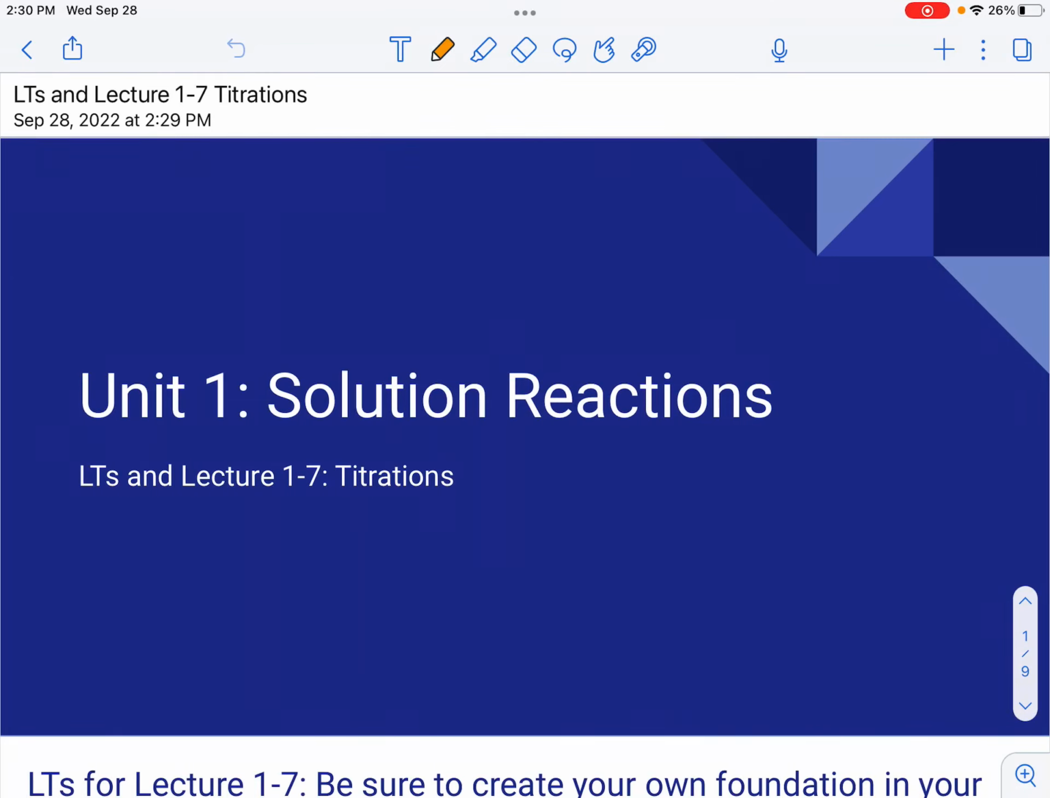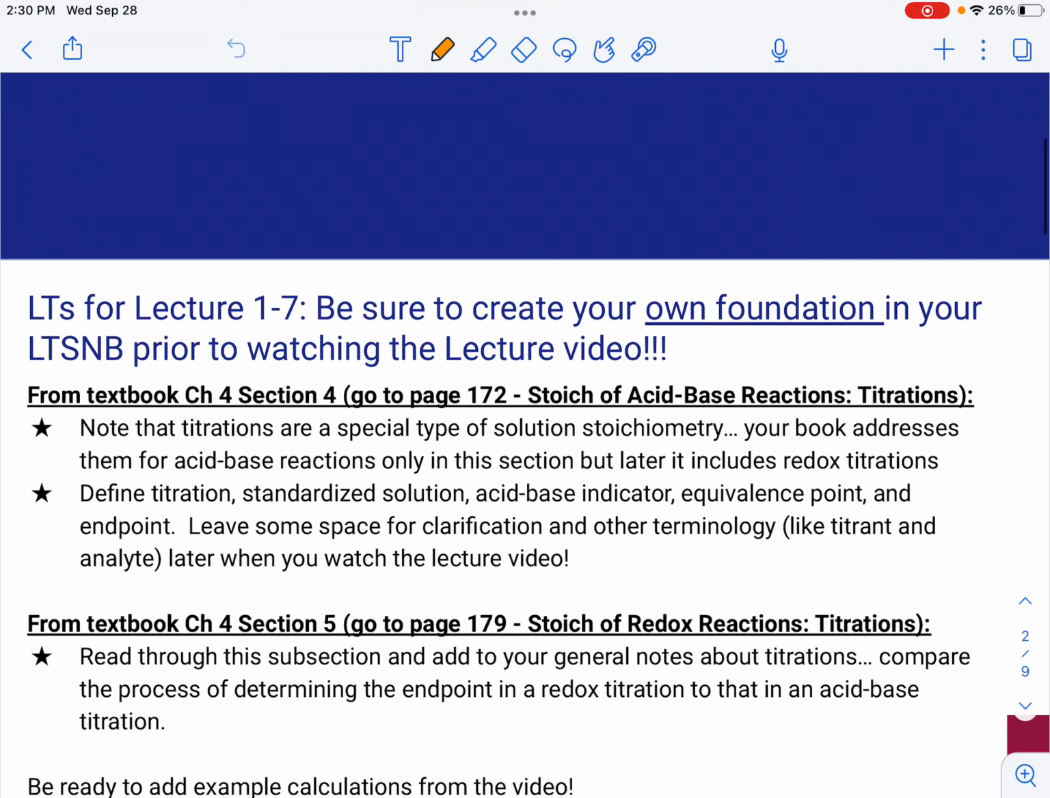This is lecture 1-7, which is the last lecture in unit 1 of solution reactions. This lecture is about titrations, and since you've done the lab now, you have a feeling for what a titration is. And so what I want to do is give you some background information.